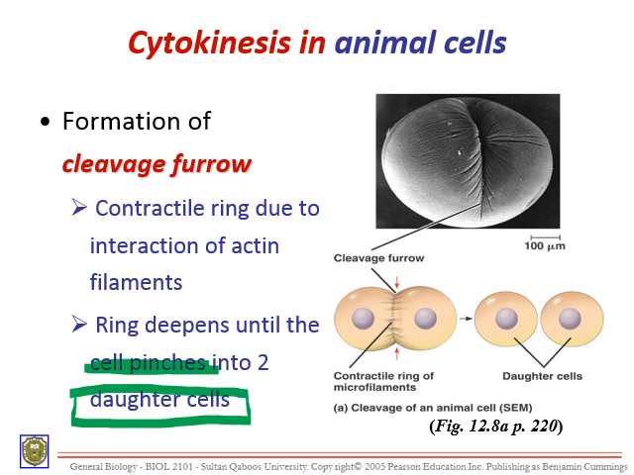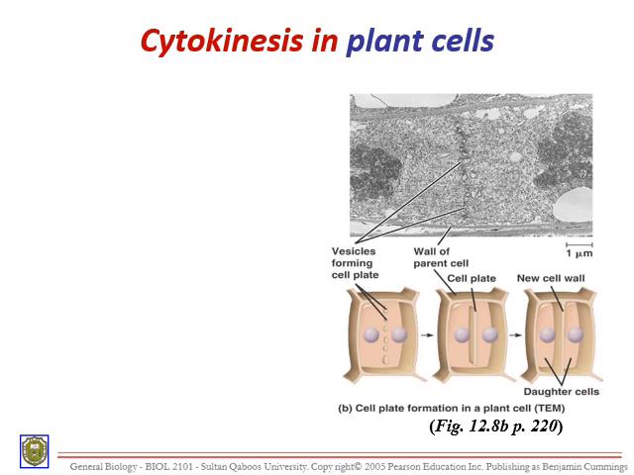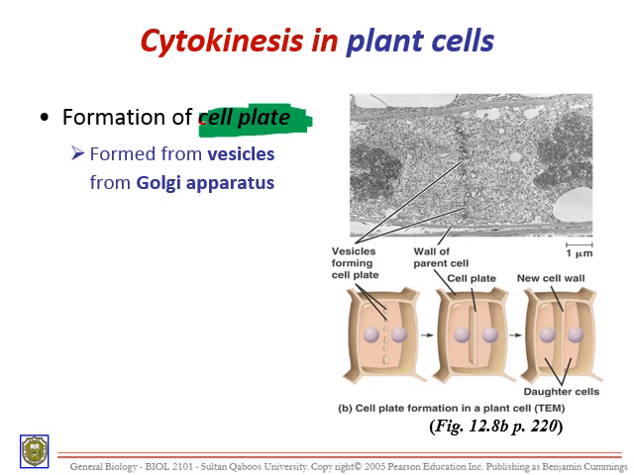All right, so cytokinesis in plant cells cannot proceed with a cleavage furrow. Why? For a simple reason, because plant cells have cell walls. So instead of a cleavage furrow, we have the cell plate forming in cytokinesis. All right, now let's look at this figure on top here. You can see that this is the nucleus over here. Okay, this is cell number one and this is cell number two.